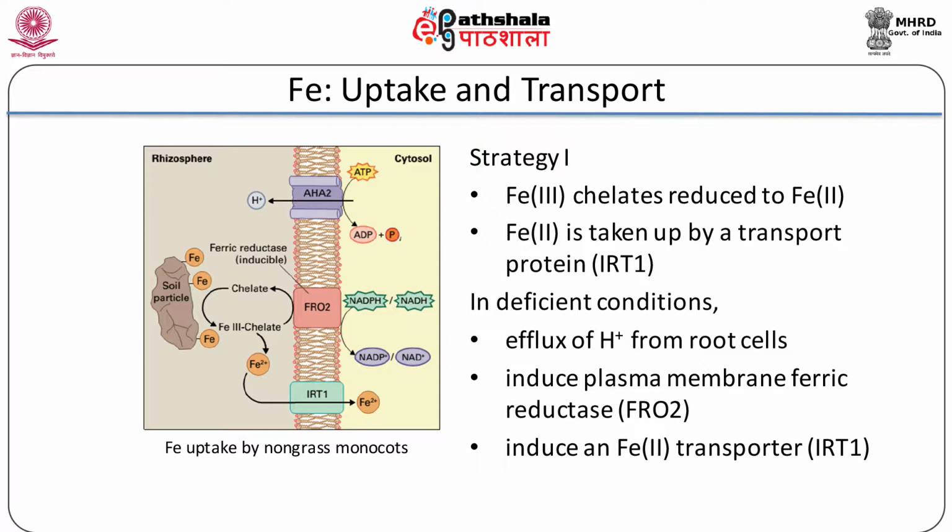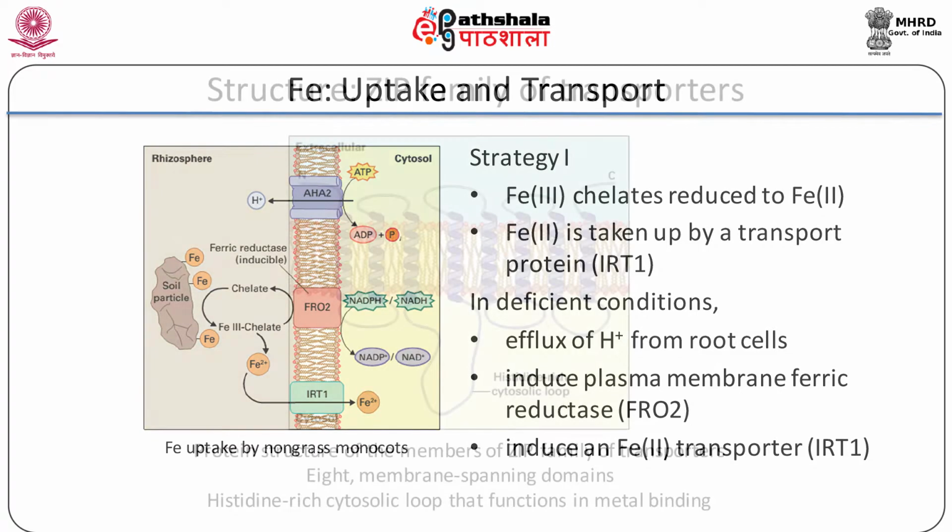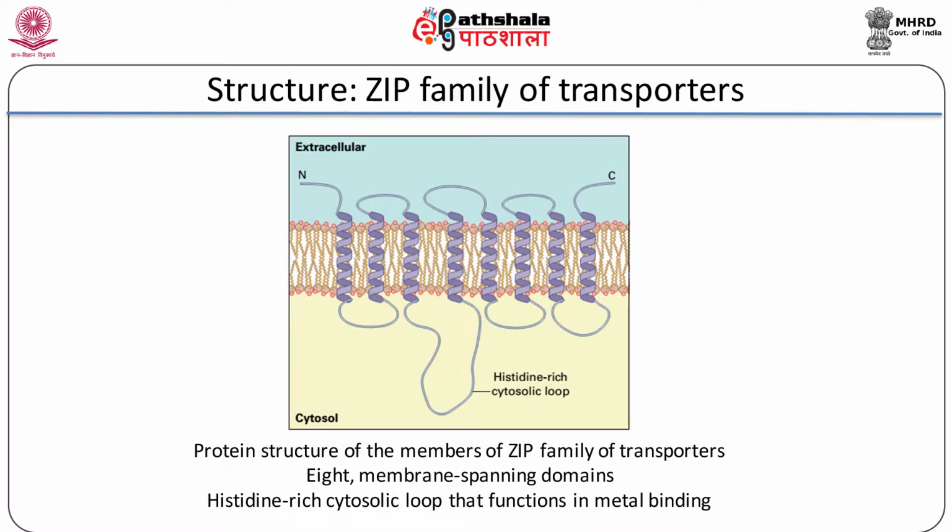The high affinity transporter called IRT1, or the iron regulated transporter 1, transports Fe2+ across the plasma membrane. IRT1 is a member of the ZIP or the ZRT-IRT related protein family present at the plasma membrane of root epidermal cells. The figure shows protein structures of the members of ZIP family of transporters. 8 membrane spanning domains and a histidine rich cytosolic loop that functions in the metal binding are seen.